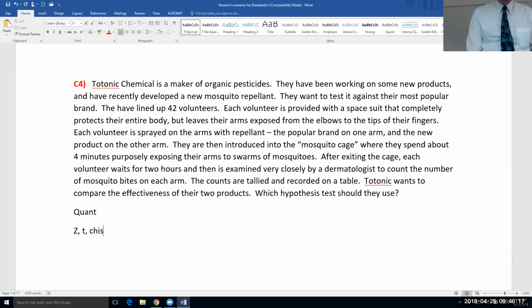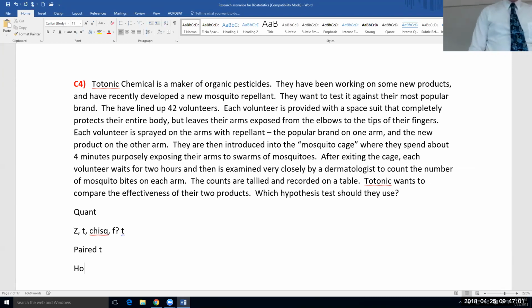Now, Z, T, chi-square, or F. If you got the first part wrong, you're screwed here, right? Who says it's a Z? Nobody. Who says it's a T? 1, 2, 3, 4, 5, 6, 7. We got almost everybody. Who says it's a chi-square? No curmudgeon in the room. F. Okay, it's a T. What kind of a T is it? Paired T. Who thinks it's something else? Nobody? Okay, paired T is correct.